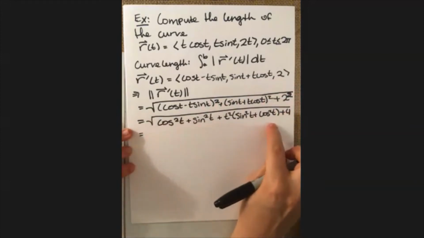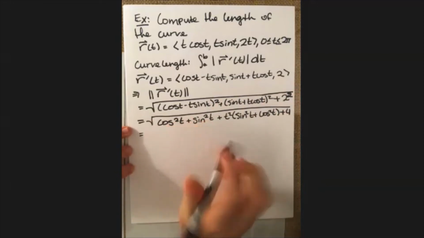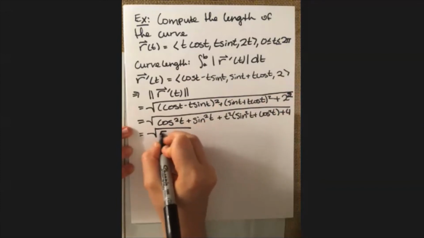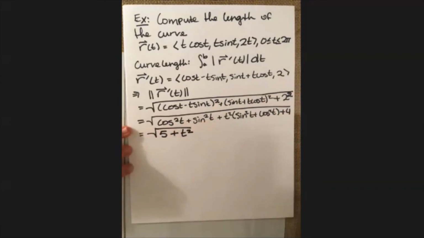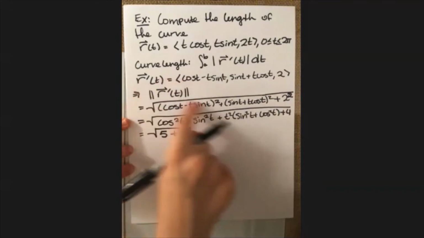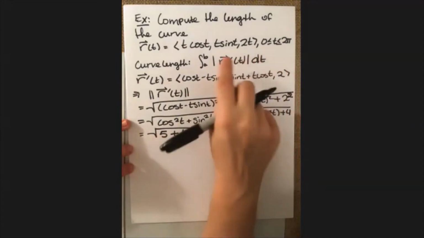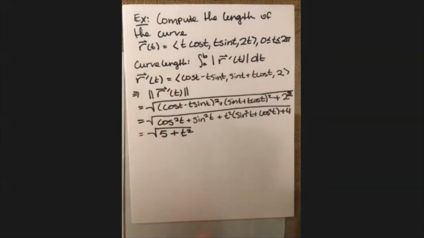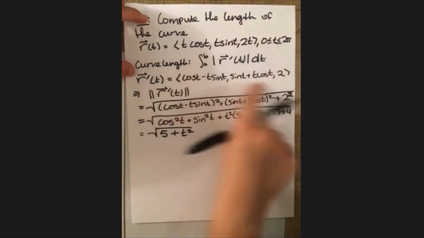Simplifying this down even further, using the fact that cosine squared t plus sine squared t is equal to 1, you wind up getting the square root of 5 plus t squared. So that's just our speed value here, and that's what's going to go inside of this integral right there. But I think I'm going to grab a new piece of paper to be able to actually compute this.